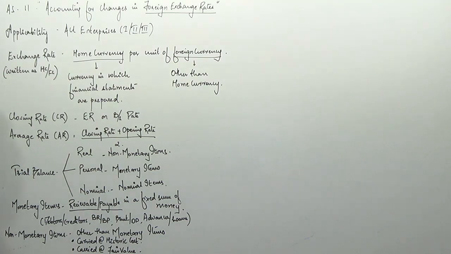Non-monetary items are all items other than monetary items, which are carried at historic cost or carried at fair value. Carried at historic cost are fixed assets and long-term investments. Carried at fair value are stock and current investments. This is a unique way of classifying the trial balance as per AS 11. We don't use this classification anywhere else except AS 11.